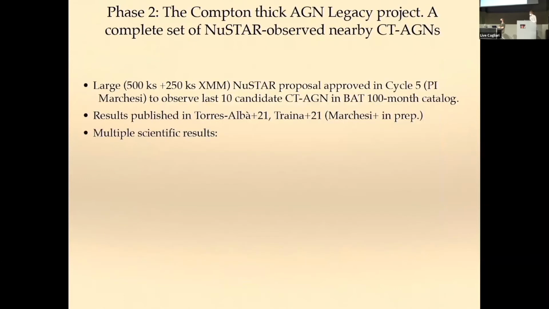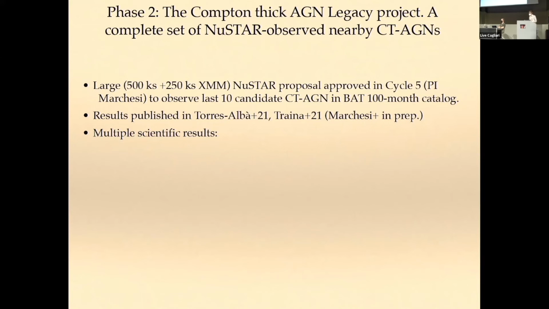So to move on, we then got time for a large NuSTAR program, a combination of 500 kiloseconds of NuSTAR and 250 kiloseconds of XMM to study the last 10 candidate Compton-thick AGN in the BAT sample, still lacking NuSTAR data. The results of this work have been published in two recent papers by Nuria Torres-Alba and by Alberto Traina et al.